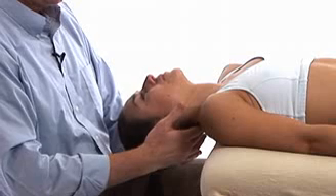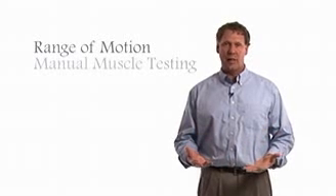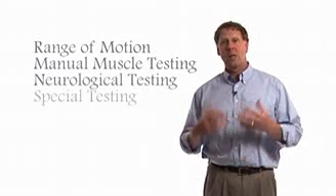First, we'll start with subjective evaluation. We'll give you general questions and then specific questions for each region of the body. The second part will be objective testing, which will include range of motion, manual muscle testing, neurological testing, special testing, and palpation.